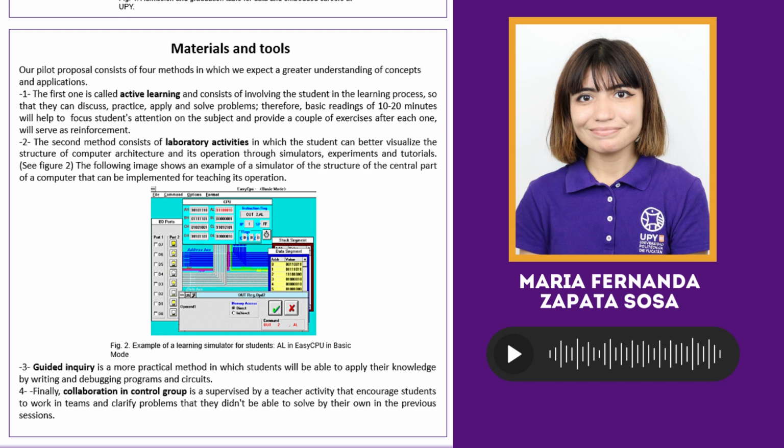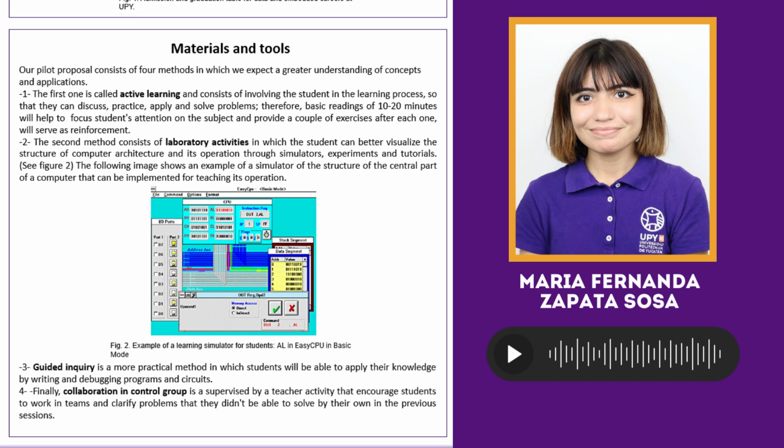Our first application is active learning, which consists of involving students in a series of activities where they can discuss, practice, apply, and solve problems. For example, assigning a series of readings with a duration of 10 to 20 minutes, which allows them to stay focused and have their attention on the subject. And finally, solve a series of exercises that allow them to reaffirm what they have learned.